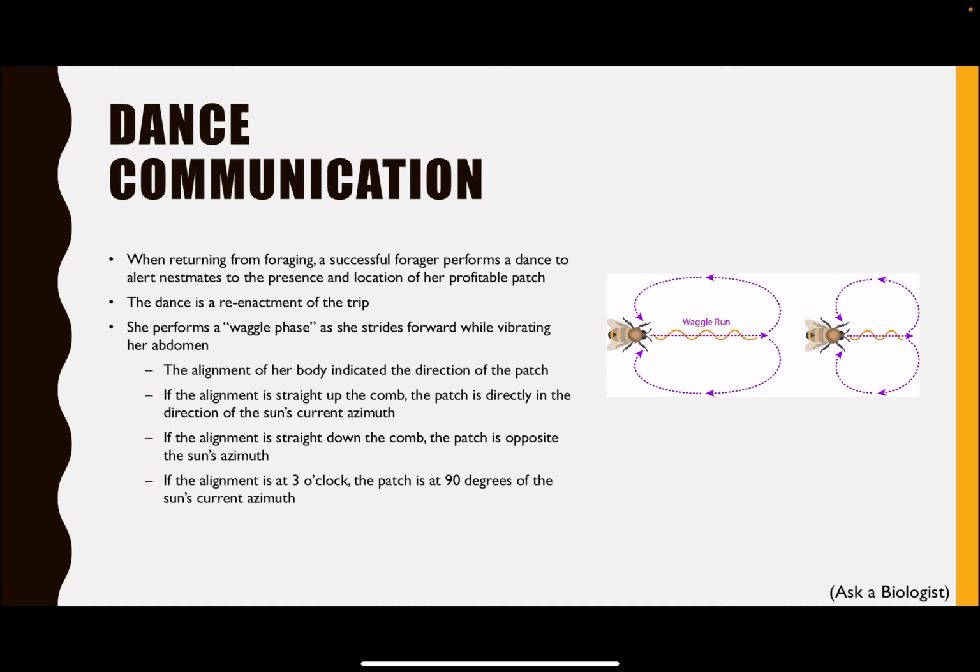So if her alignment is straight up the comb, the patch is directly in the direction of the sun's current azimuth. If the alignment is straight down the comb, the patch is opposite of the sun's azimuth. And if the alignment is at 3 o'clock, the patch is at 90 degrees of the sun's current azimuth. Here it is shown what the waggle run looks like. It's a little back and forward motion with their abdomen.